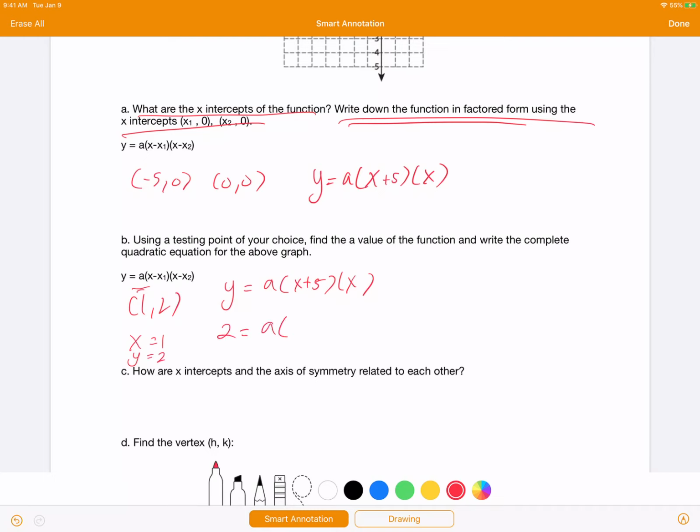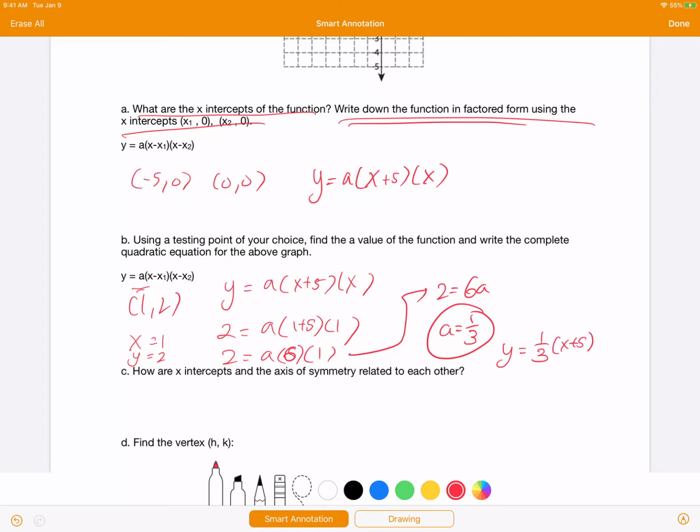So 2 is equal to a times 1 plus 5 times 1. So 2 is equal to a times 6 times 1, which would be 2 is equal to 6a. a would be just 1 over 3. So my final answer would be y is equal to 1 over 3 times x plus 5 times x. If you were to write that in a standard form, it doesn't matter which way you write this, but y is equal to 1/3 x squared plus 5 over 3 x. That's also acceptable once you multiply everything through.